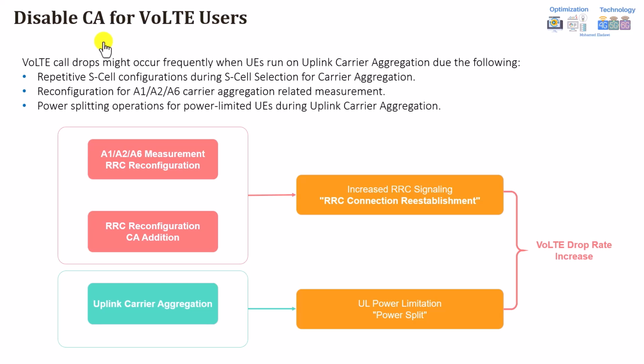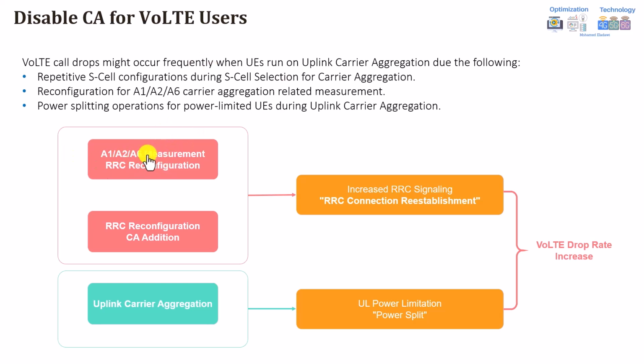So why is it usually recommended to disable carrier aggregation? This is because carrier aggregation can have some impact on your call drop rate, especially for VoLTE. First of all, carrier aggregation in general requires the eNodeB to deliver the A1, A2, A6 reports, which are related to carrier aggregation addition and removal and carrier aggregation cell change, for example, secondary cell change.